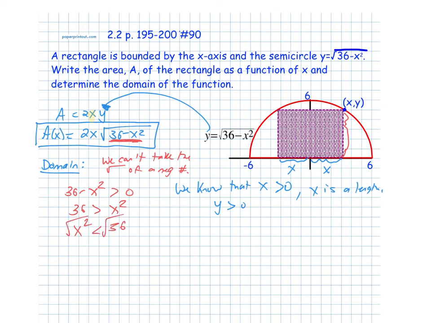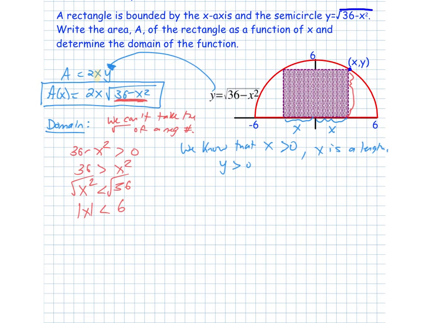I'm going to take the square root of both sides. When I take the square root of x squared, I get the absolute value of x, and that's going to be less than the square root of 36, which is 6. And then I'm going to solve this absolute value inequality. So I'm going to have x is less than 6 and greater than negative 6. Remember, less than. But we've already said that x has to be greater than 0. So we're really going to write x is greater than 0 and less than 6. And in interval notation, we could write parentheses 0, 6, parentheses.